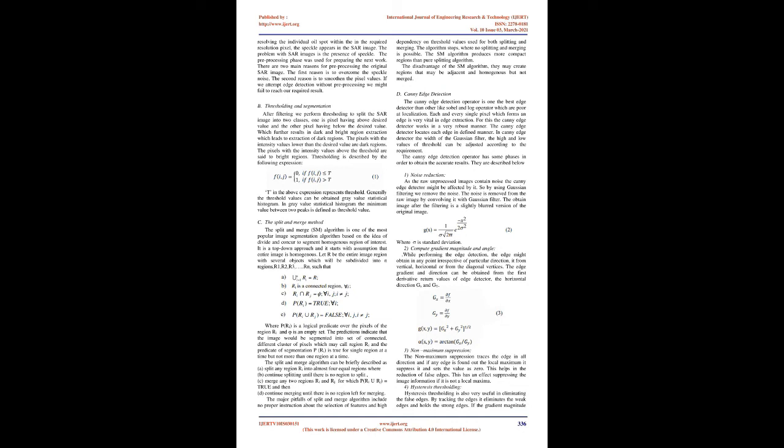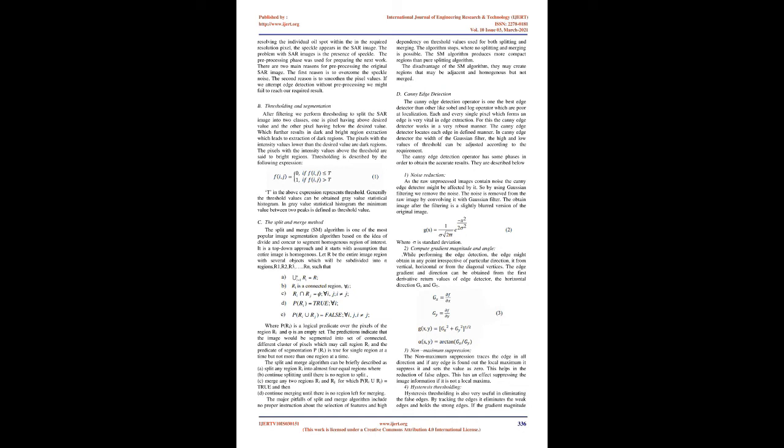Thresholding and segmentation. After filtering, we perform thresholding to split the SAR image into two classes. One is pixels having values above the desired value and the other is pixels having values below the desired value, which further results in dark and bright region extraction. The pixels with intensity values lower than the desired value are dark regions. The pixels with intensity values above the threshold are set to bright regions.